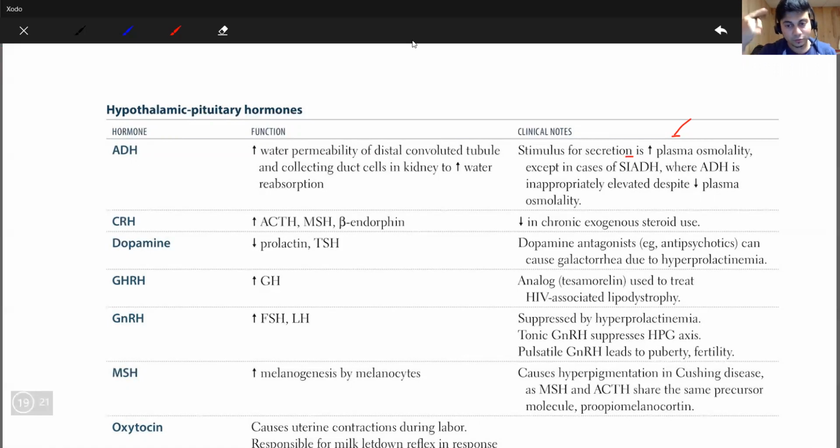When it passes through your brain, it stimulates the pituitary gland to secrete ADH. Now, in case of SIADH, syndrome of inappropriate ADH secretion, several conditions like pneumonia or some lung cancer produce ADH inappropriately. Increased ADH leads to increased water reabsorption, which leads to a decrease in plasma osmolality. The plasma becomes much more thinner.